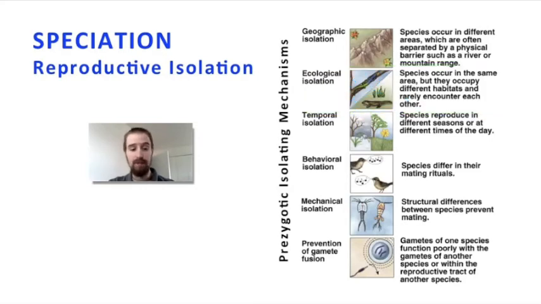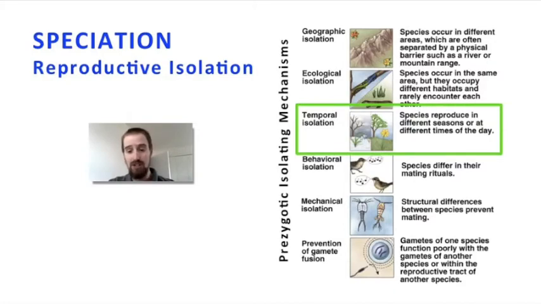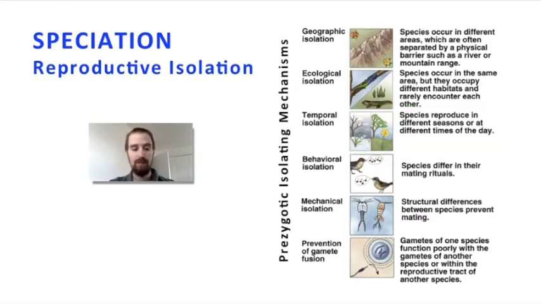Temporal isolation is when species live in the same area but reproduce in different seasons or at different times of day. For example, flowers living in the same area, and some of these flowers reproduce in spring, while others reproduce in summer. They would never interbreed. Or maybe frogs, some of whom reproduce at dusk, while others reproduce at dawn. They would also never interbreed.